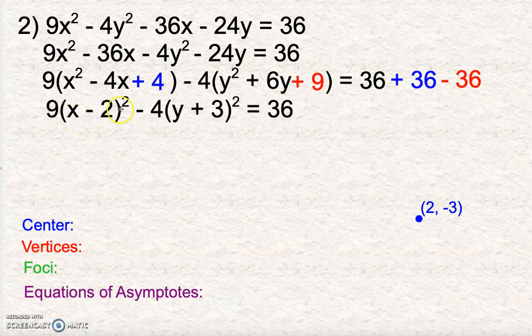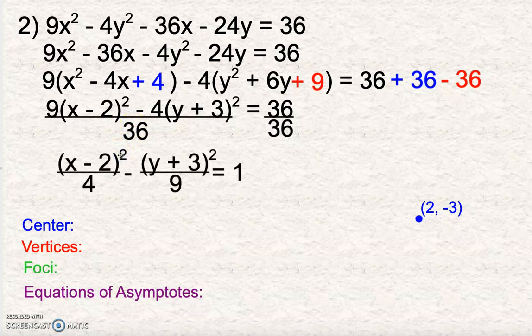9 times the quantity of x minus 2 squared minus 4 times the quantity of y plus 3 squared equals 36. But remember, this needs to be a 1. So if we divide both sides by 36, we end up with this. And I hope that's what you got. Now, you'll notice the center is 2, -3. Spoiler alert, I had that there the whole time.